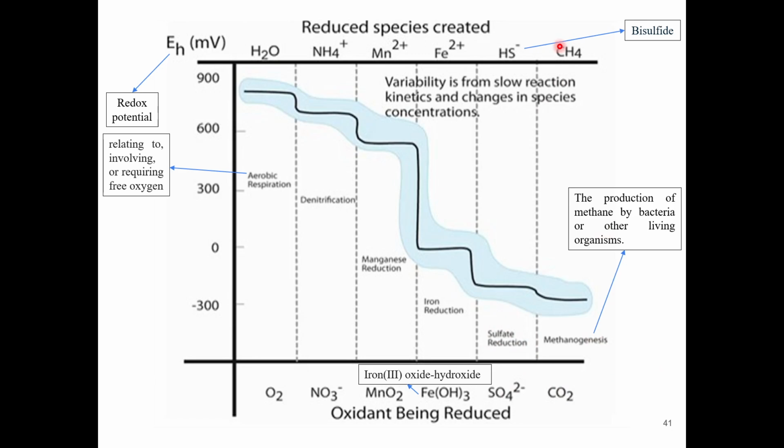And then CO2 and methane, it is methanogenesis, which is minus 300 almost. Okay, so methanogenesis is the production of methane by bacteria or other living organisms. Okay, so variability is from slow reaction kinetics and changes in species concentrations.